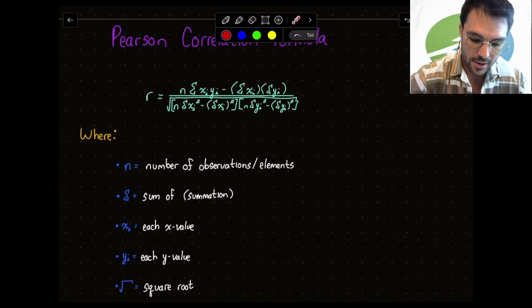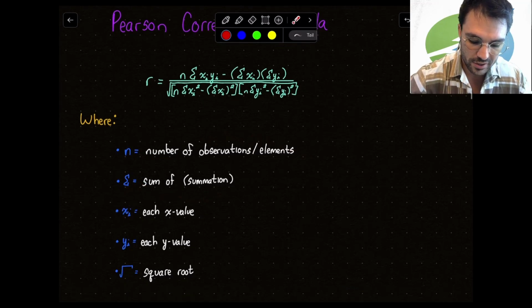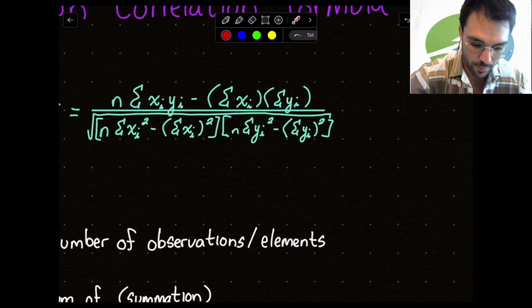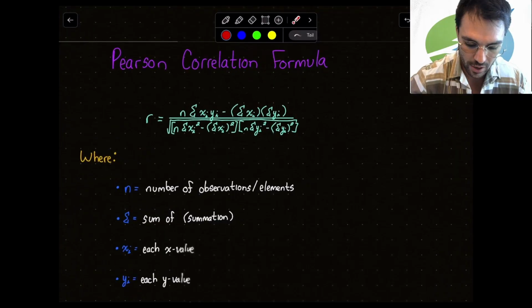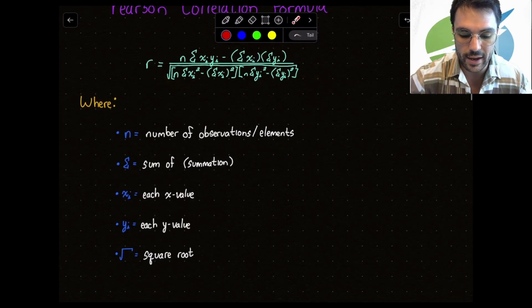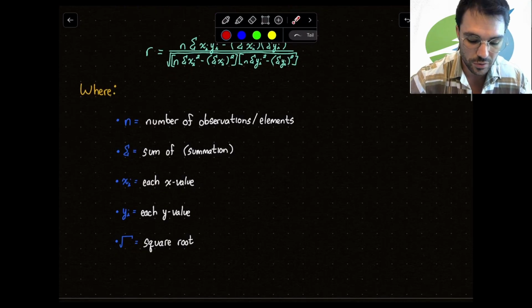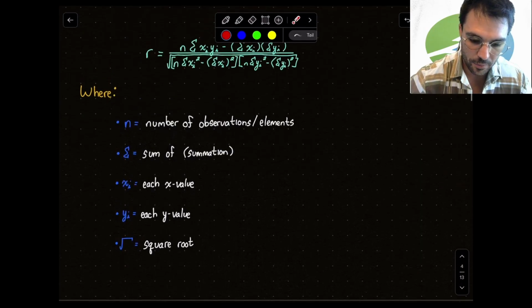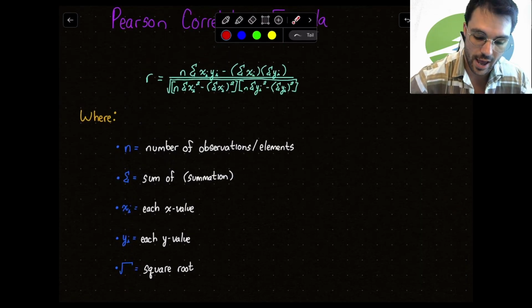Where n is the number of observations or elements, sigma, summation, sum of, x sub i are the x values, y sub i is the y values, and down here in the denominator, I don't know if it's super obvious there, but we have a square root of this whole thing. So just a reminder, this is the square root symbol, and the square root is the inverse of an exponent. I guess you could say it's a number divided by itself or divided into itself. All right, anyway, let's take a look at this equation and see how it applies.